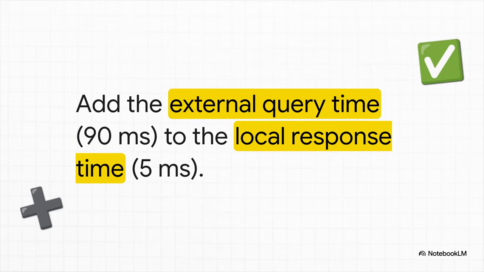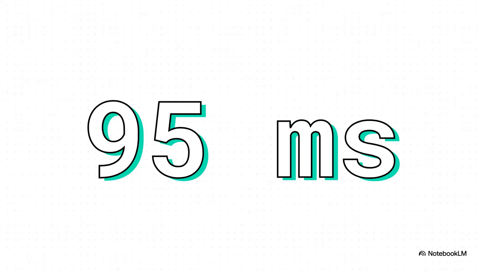But hold on, we're not quite done. That 90 milliseconds is just the time it took for the local server to find the answer. It still has to send that answer back to our computer. And that last little hop, that takes another 5 milliseconds. So you add them up, and there you have it, 95 milliseconds. That's almost a tenth of a second that's just gone. And we haven't even started loading the page yet. That's our first hidden delay, uncovered.